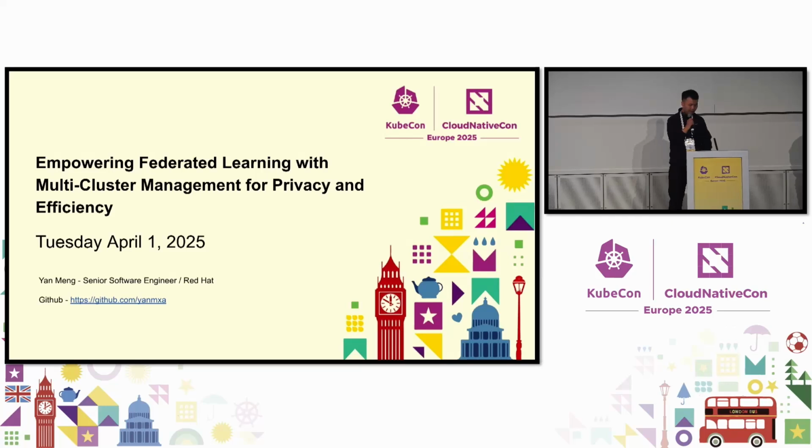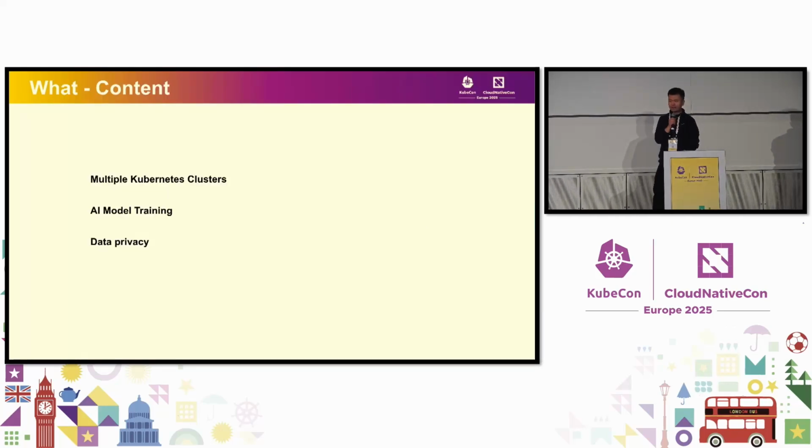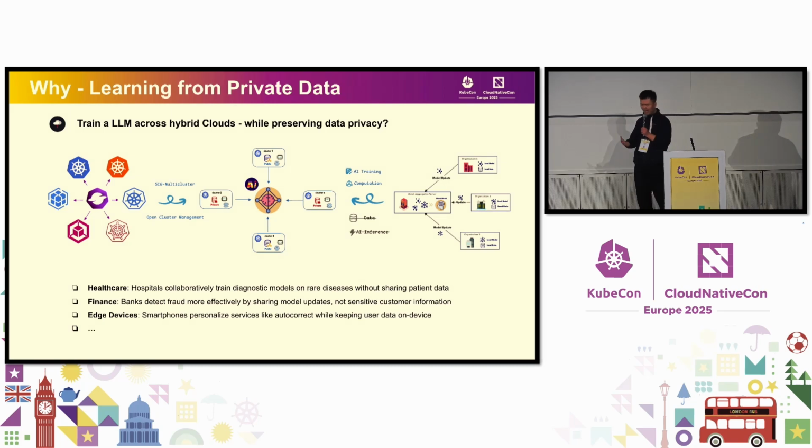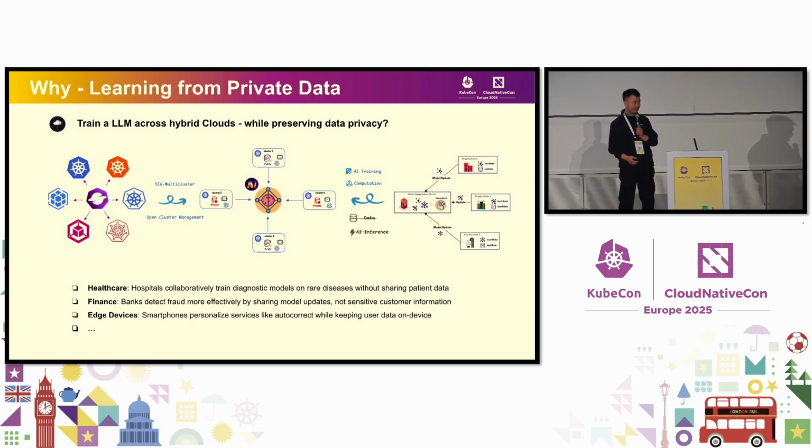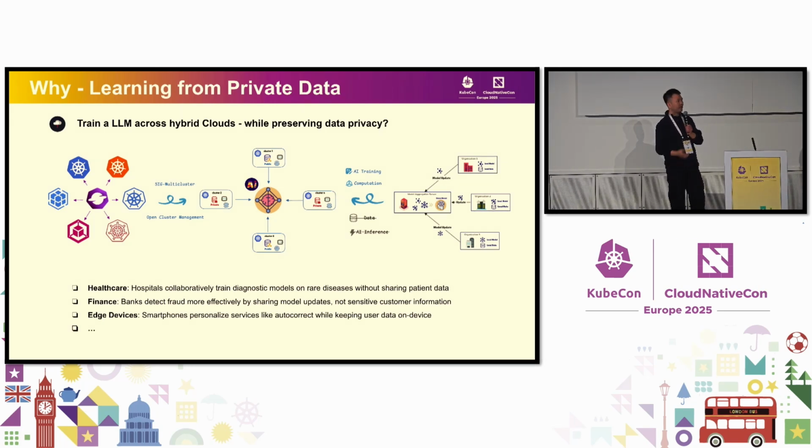Today, I will share a use case involving 3 topics. The first one is multi-cluster, AI model training, and data privacy. Imagine you have public and private clusters, each with sensitive data, and now you want to train a language model using all of it without exposing that data.